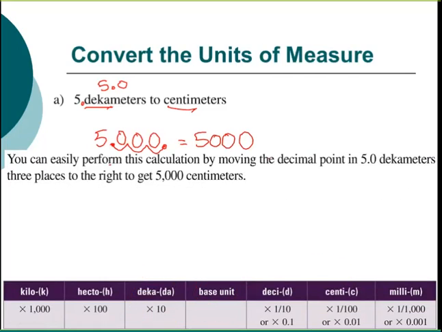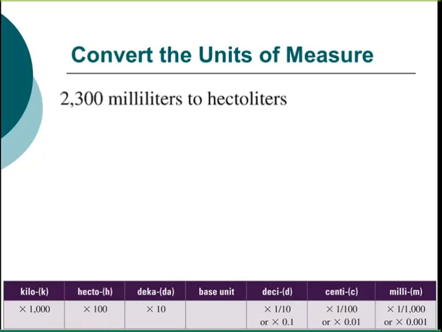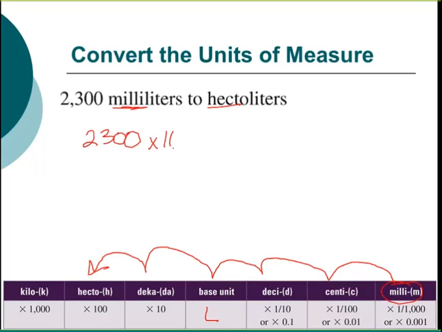So let's talk about 2,300 milliliters to hectoliters. So 2,300 milliliters means we're starting right over here, and we want to go all the way over to hectoliters. So if we just take the chart and count 1, 2, 3, 4, 5 places over in our 10, because we're going right past our liters. So we count over, again, that was 1, 2, 3, 4, 5 places, and we're multiplying by 10. So basically what we're doing is we're multiplying 2,300 by 10 to the 5th power.